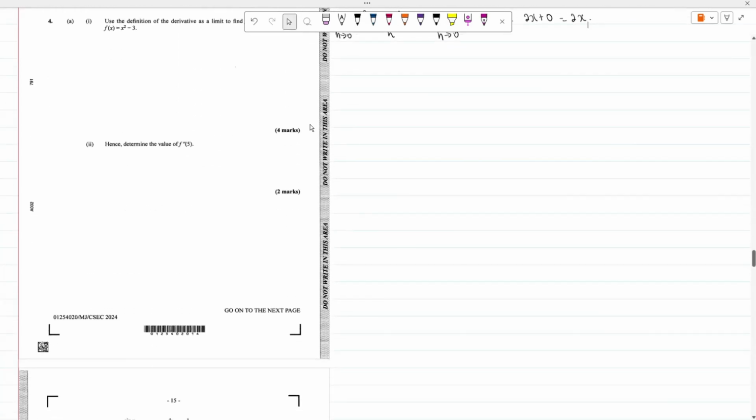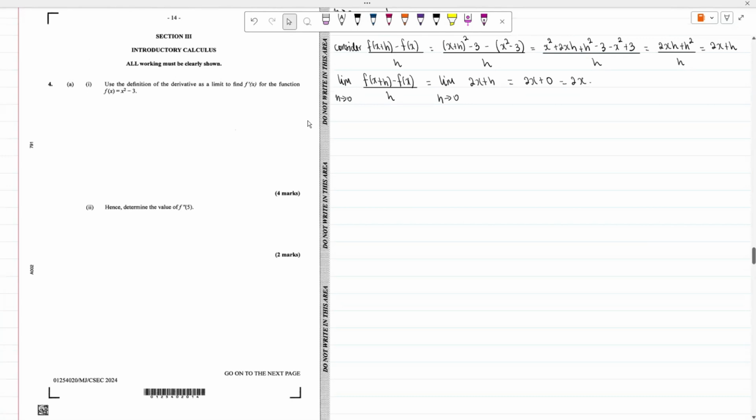Hence, determine the value of f double dash of 5. I calculated the first derivative, and for the second derivative, I can say that f dash x is equal to 2x, and f double dash x is equal to 2. F double dash of 5 will also be 2, because think about it, this is 2x to the power of 0, so 2 into 5 to the power of 0, which is 2 into 1, which is 2.